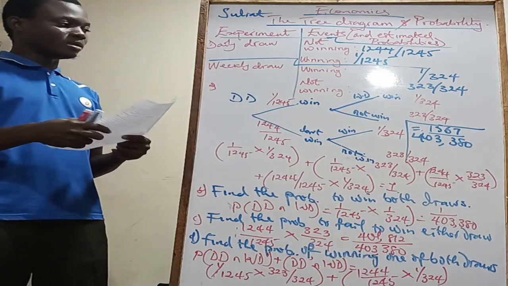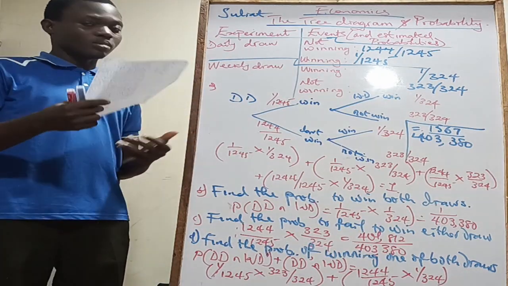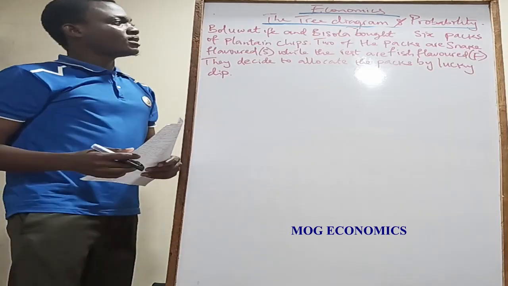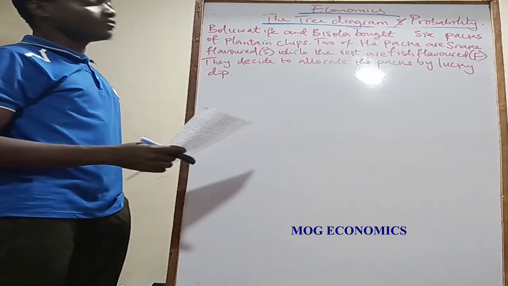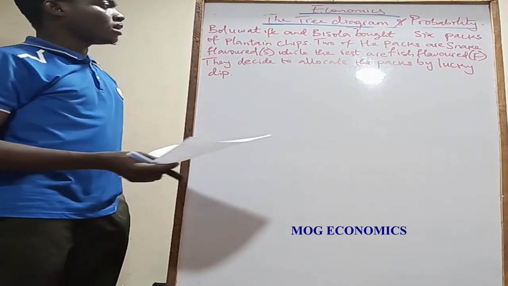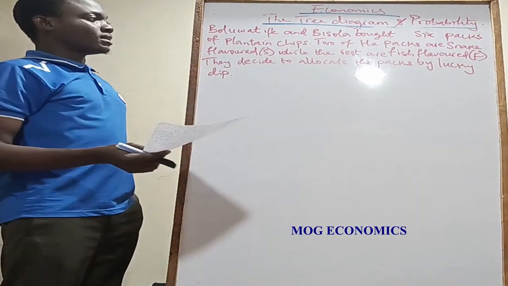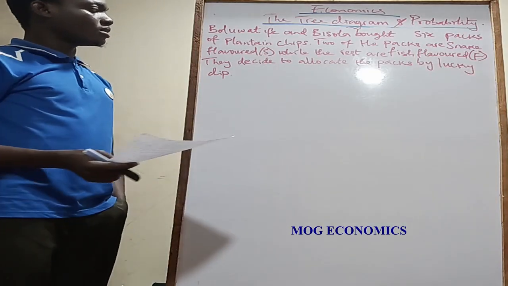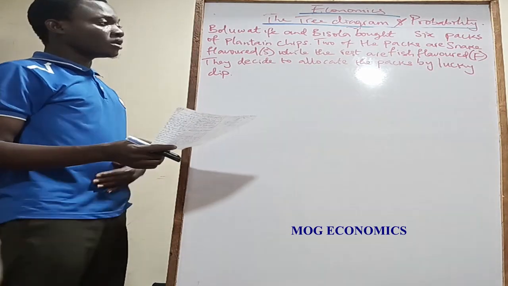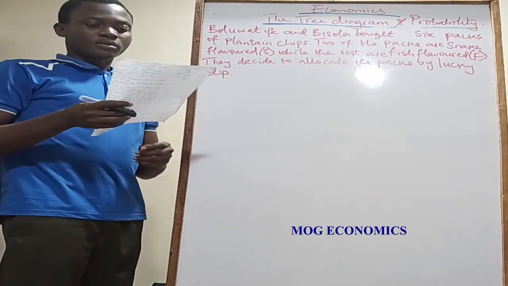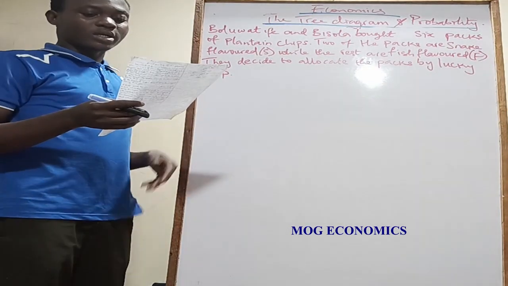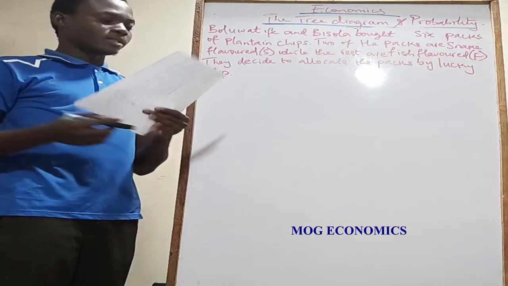So let us look at a second example before we look into other things. Boluwatife and Bisola bought 6 packs of plantain chips. 2 of the packs are snake flavored, denoted as S, while the rest are fish flavored, denoted as F. So they decide to allocate the packs by a lucky dip, right? So the first question is, find the probability that the 2 bags chosen are the same as each other.